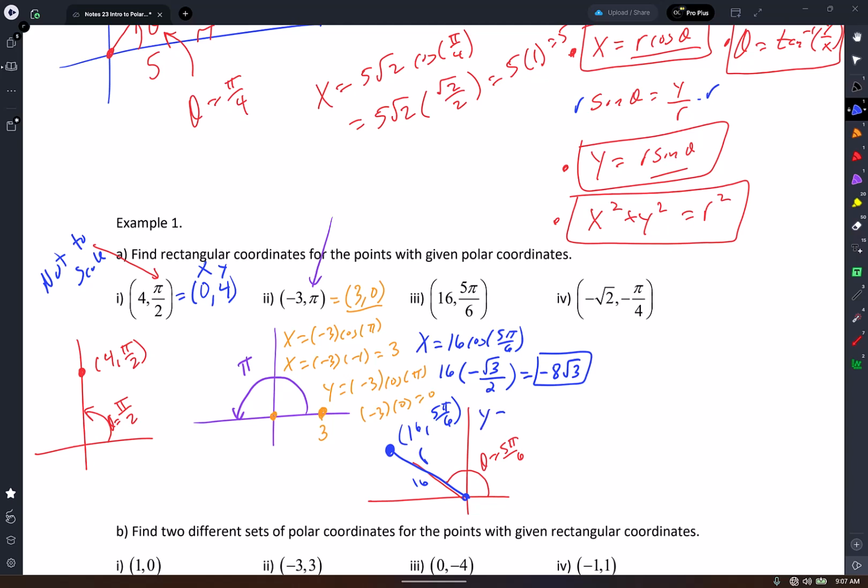My y coordinate is 16 times sine of 5 pi over 6. What is sine of 5 pi over 6? 1/2. What's half of 16? Just 8. That's my y coordinate. So this is nothing more than -8 square root of 3 comma 8. Are we still okay? Okay.